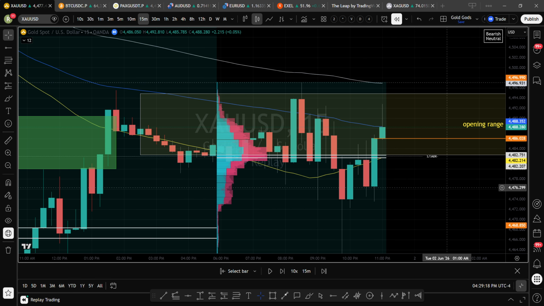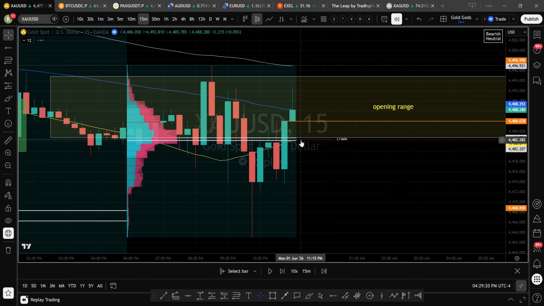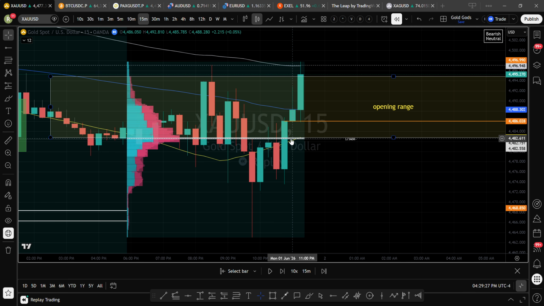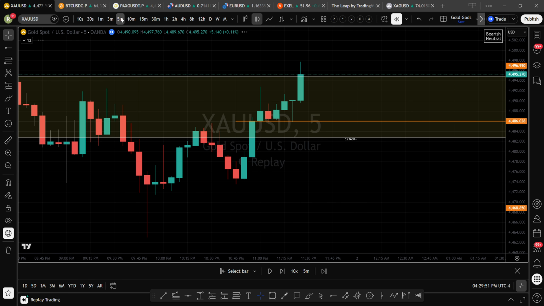Let's say here's the train station. Let's say you missed the train. Price is here by the time you decide to get on the train, right? Let me show you something. 15-minute chart. Price is already here. Let me show you how we catch the train that already left. So it's already here. We go down to the 5-minute.